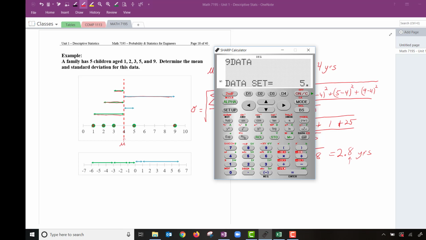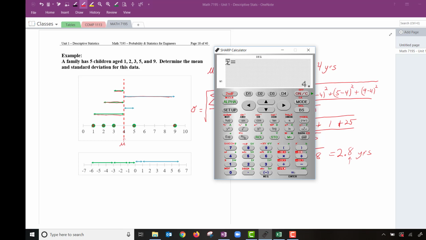Now I have my 5 children in there. If you look above the buttons on your calculator, you will see above the button number 4 is a green symbol for X bar. That's your mean button. To get to these green things, you use your alpha button. So press alpha and then 4 and then equal, and it will give you the mean.